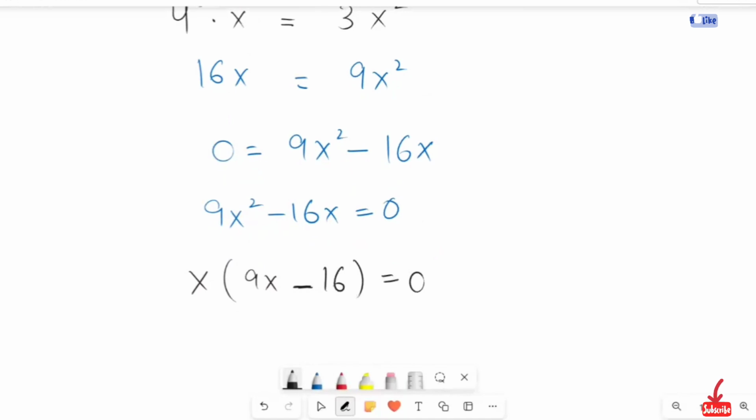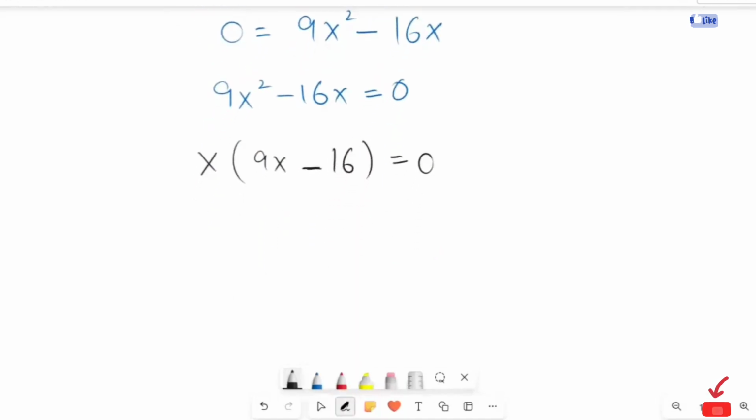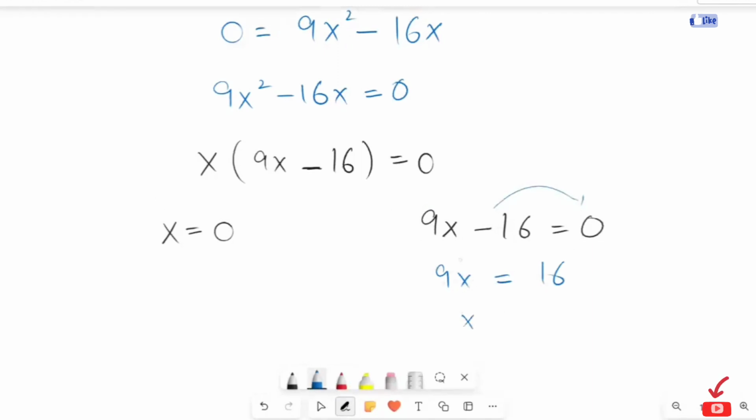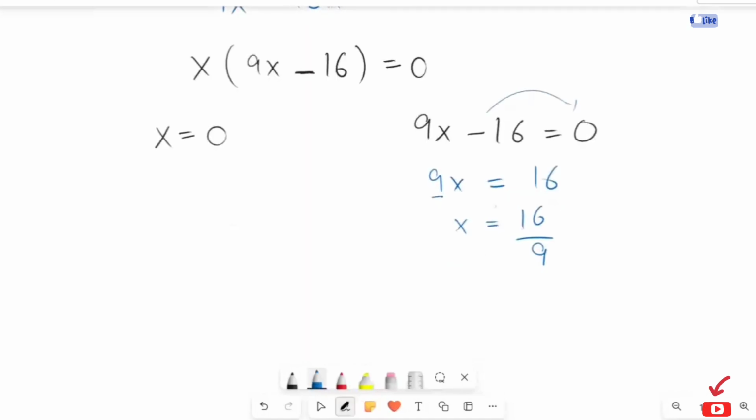Here I got the two cases. The first case, we have x is equal to 0, and the second, we have 9x minus 16 is equal to 0. As I solve it for x, I will get 9x is equal to 16. This will go to the right hand side, turning positive. Now this 9 is multiplying, so it will be divided here. So the value of x we find out from the second case is 16 over 9. And from the first case we get 0.